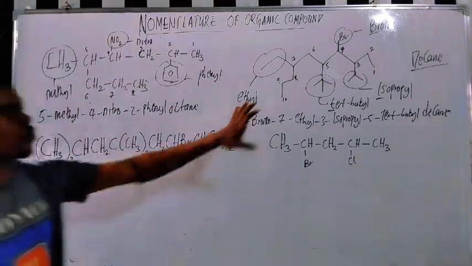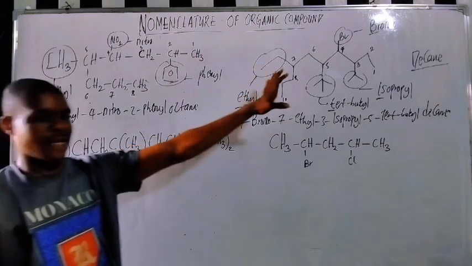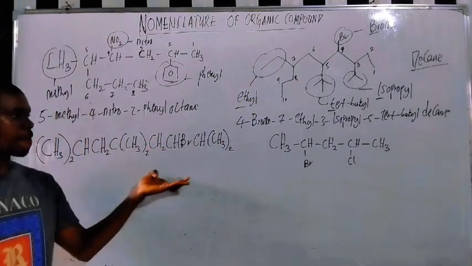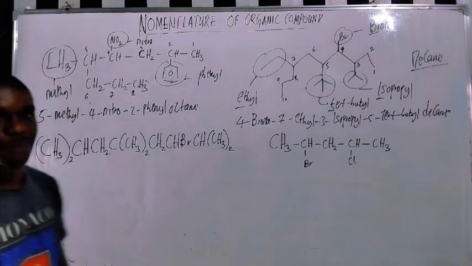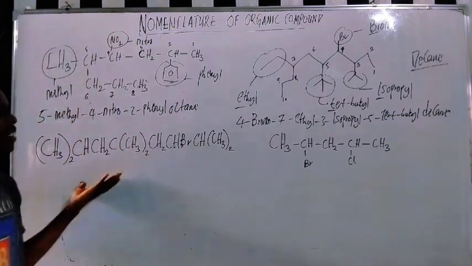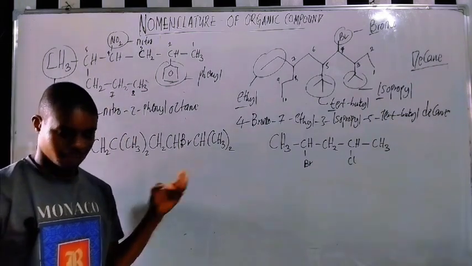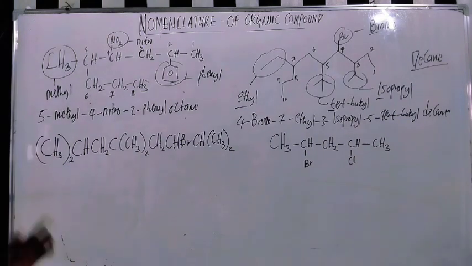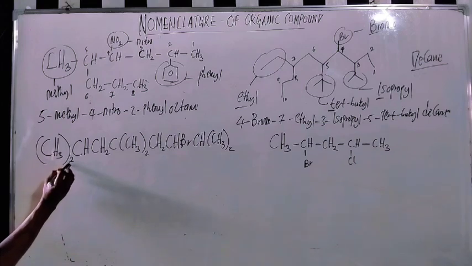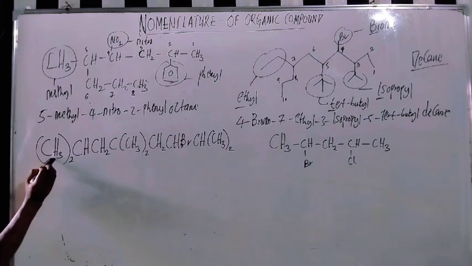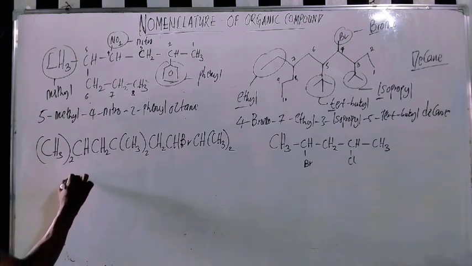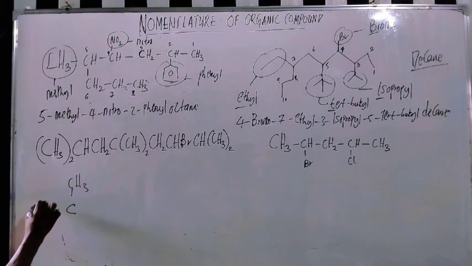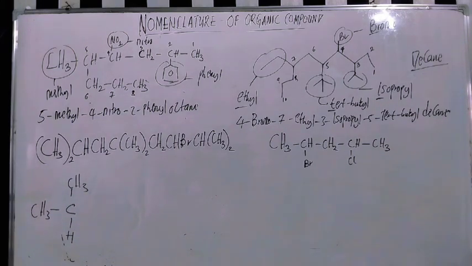So now we are done with this one here. Now the next one I want to look at is this one here. This is the way and format most exams normally come out in the exam. So now if you look at this condensed structure here, we have CH3 twice. That is, this carbon here is having 2 methyl groups, CH3 and CH3, and a hydrogen. Do you understand?